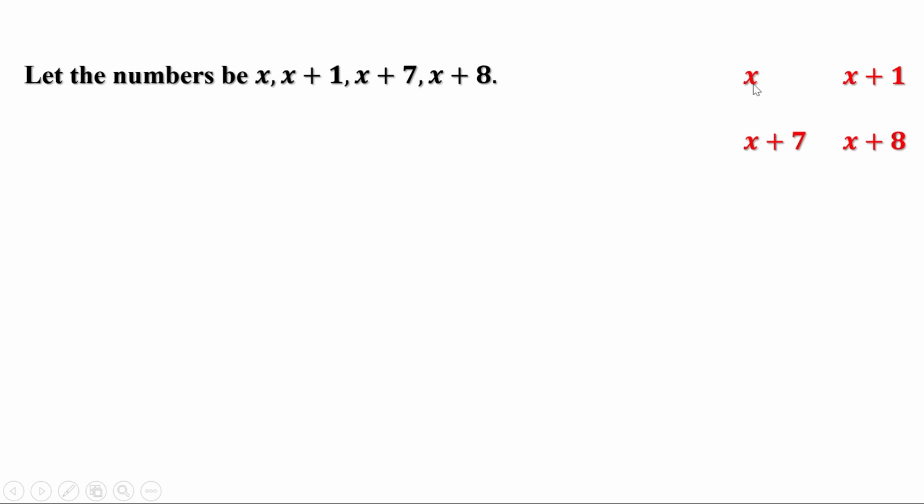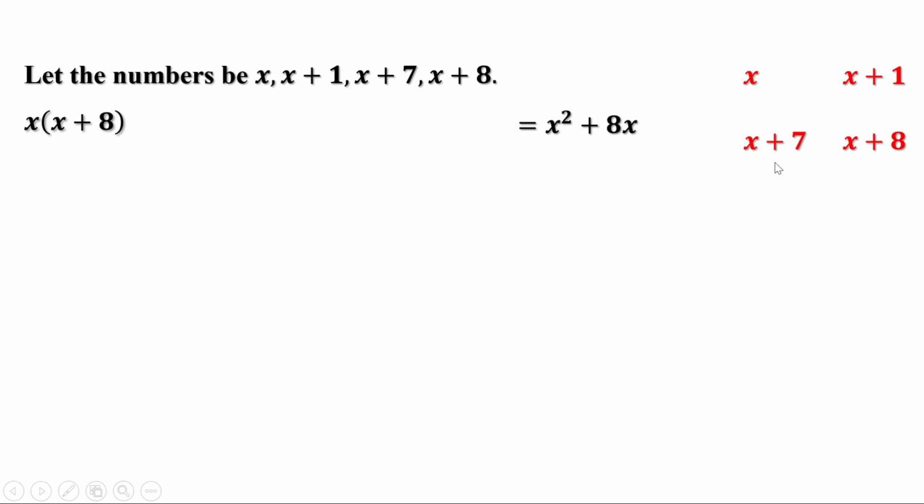Now let us find the diagonal product x into x plus 8. What is x into x plus 8? x into x plus x into 8. x into x is x square. x into 8 is 8x. Therefore, x into x plus 8 is x square plus 8x.